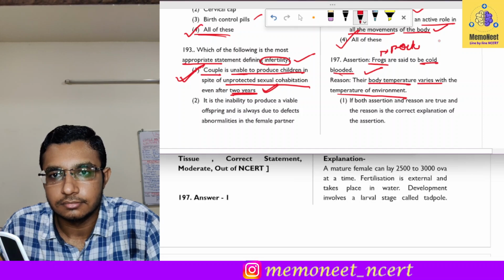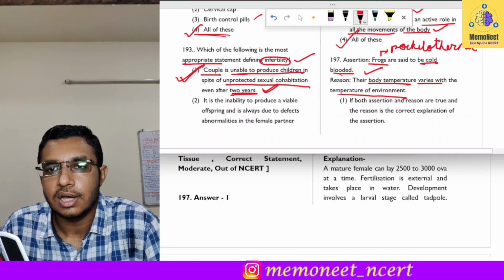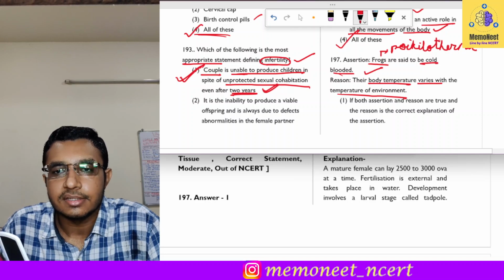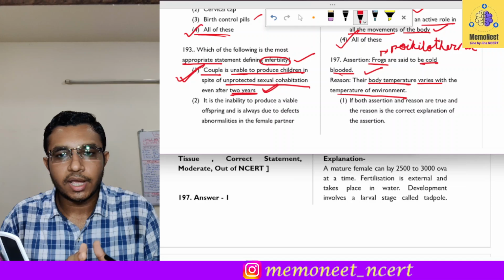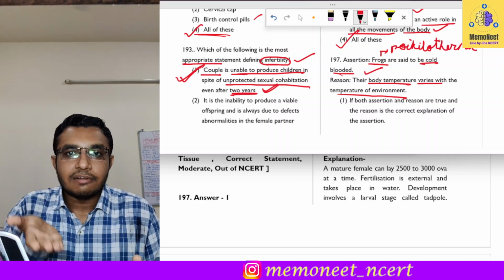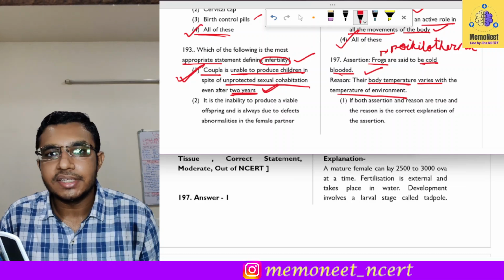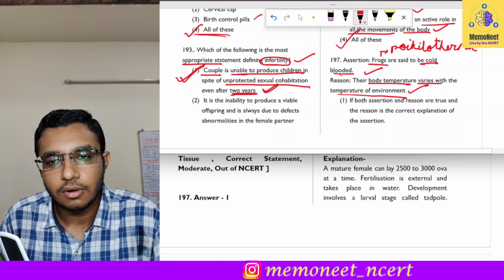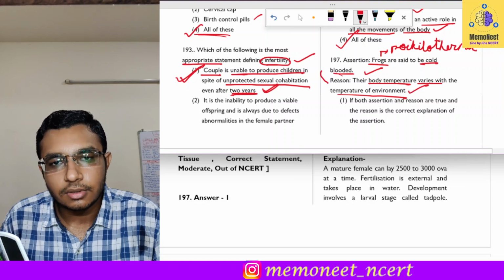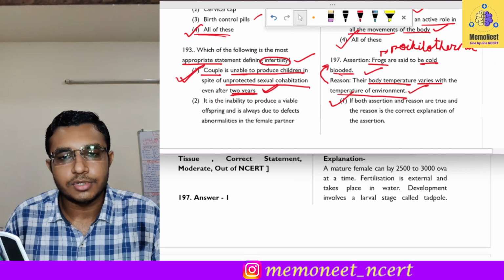Frogs are poikilothermic animals, that is, they are cold blooded. And why they are cold blooded? Because in frogs what happens is, as the temperature of environment increases or decreases, their body temperature also increases or decreases along with the environment. So therefore the frogs are called cold blooded, and the reason is also correctly explaining the assertion. So the correct answer of this question will be option 1.